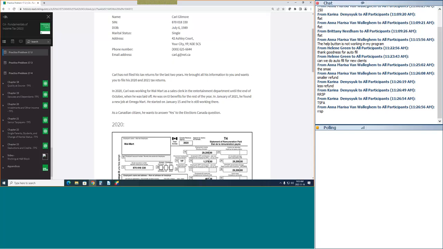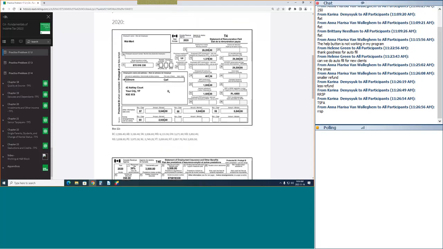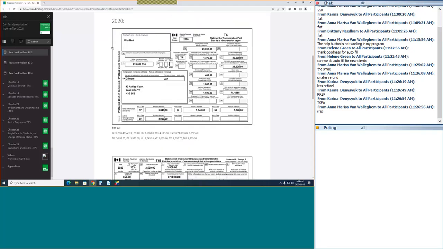So we're going to do his 2020 first. He was working for Walmart as a sales clerk, and then he was laid off, and he was on EI for the rest of the year. Then in January, he got a new job and continued on from there. So for 2020, we're going to have 2 slips. This is the time where you're going to have to start paying attention in your data entry to the years that are on the tax slips.